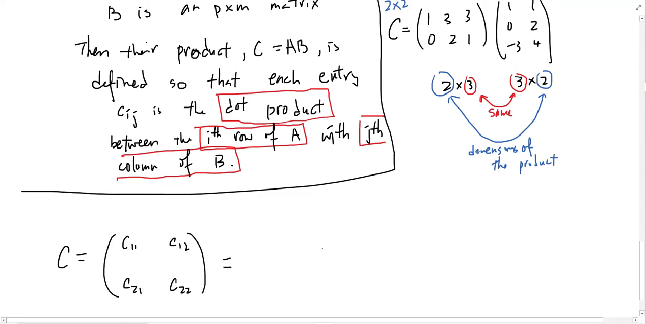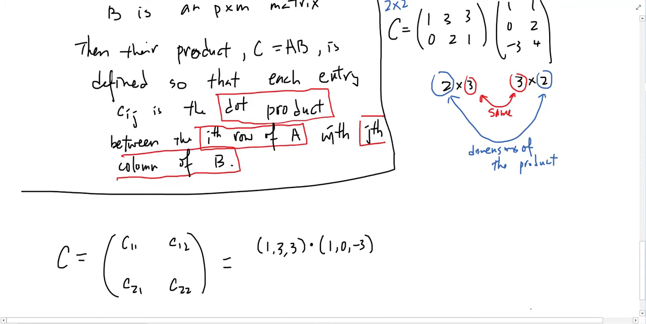So C11 would be the dot product between the first row of A, which is 1, 3, 3, and the first column of B, which is 1, 0, -3. Notice that those two vectors have the same number of elements in them. They're both in R3. And that's a requirement for the dot product to be valid.